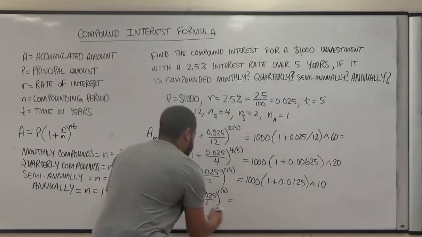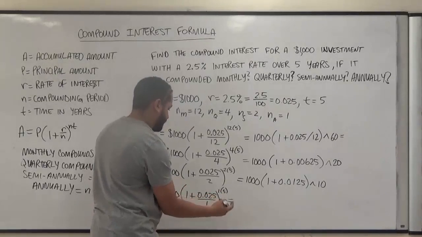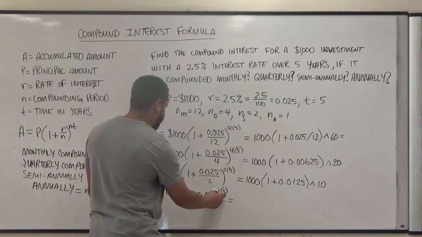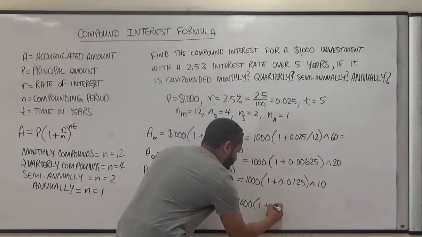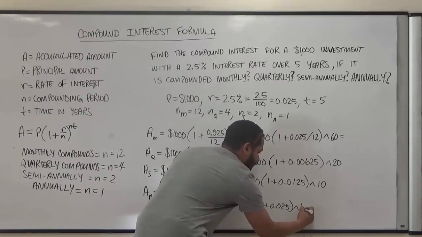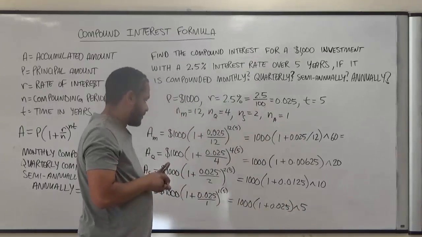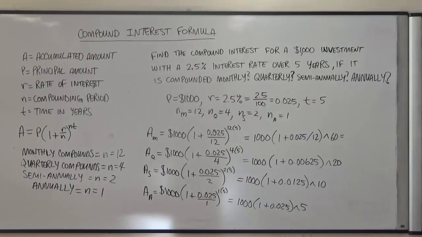The final one here, since we're dividing by 1, it pretty much stays the same. And we're multiplying the 1 by 5 for the power. We're going to just have 1,000, parenthesis 1 plus 0.025 to the power of 5. And that one plays out pretty straightforward, right? Now let's start taking a look at what our calculations will do.